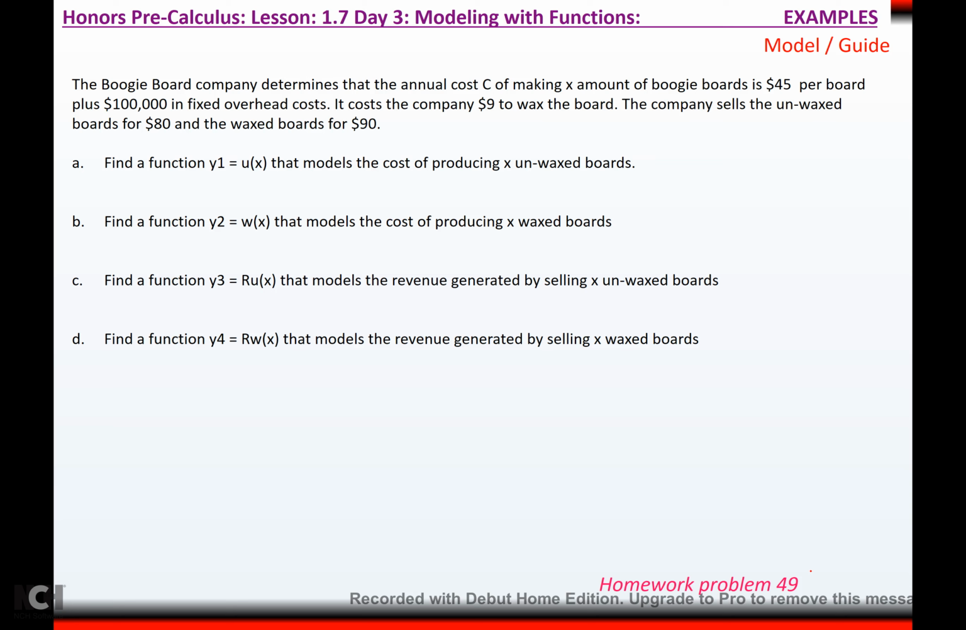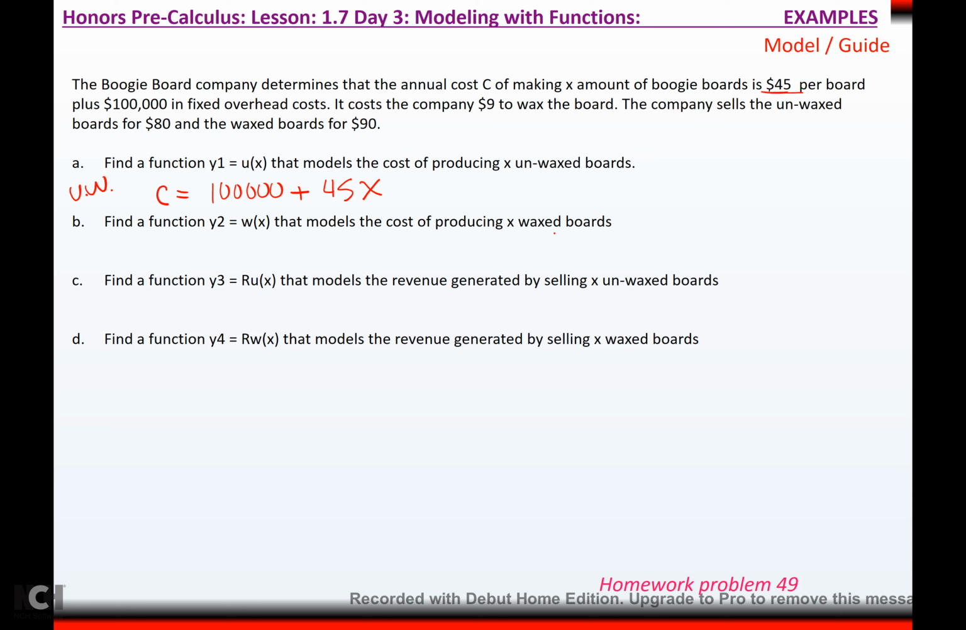So for A, it says find a function y sub 1 that models the cost of producing X unwaxed boards. Okay, so if we're doing cost, my cost function for unwaxed, I'll put UW, is going to be the 100,000 plus, to make an unwaxed board, it costs $45 per board. That's without waxing it, so that would be $45 per X.